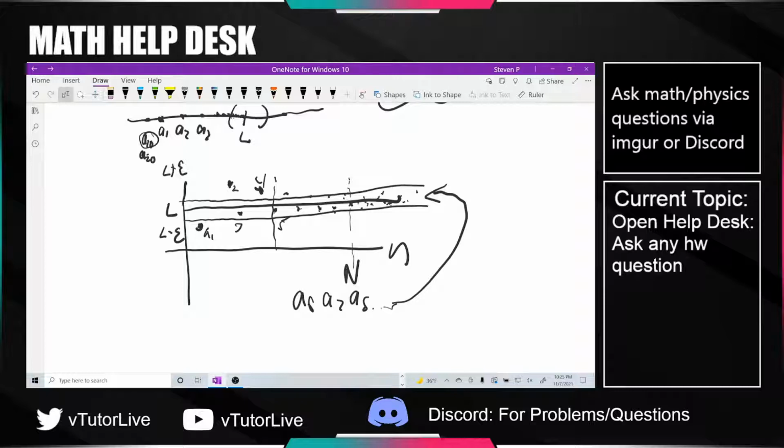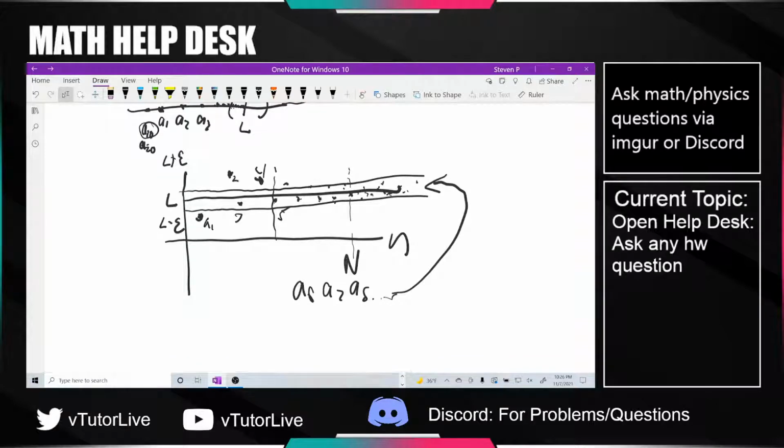So I'm assuming that the difficulty is coming from this idea of for every epsilon. Do you all agree, or is that not where the trouble is? Can someone speak up? I think I agree. Yeah, okay. That's where the difficulty was for me when I was learning this for the first time.